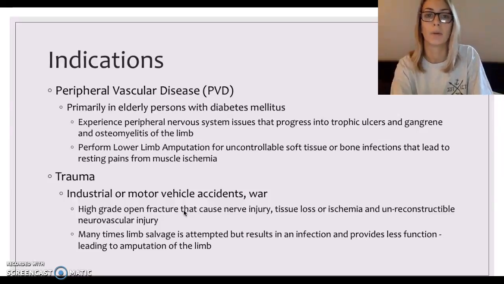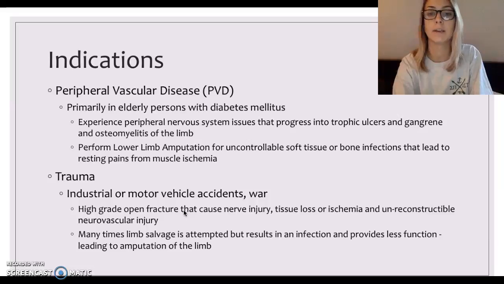Indications that require a lower limb amputation could be due to peripheral vascular disease, or PVD. This is most common in elderly patients with diabetes mellitus. They experience peripheral nervous system issues that will progress into trophic ulcers and gangrene and osteomyelitis of the limb. They perform lower limb amputations for uncontrollable soft tissue or bone infections that have led to resting pains from muscle ischemia.